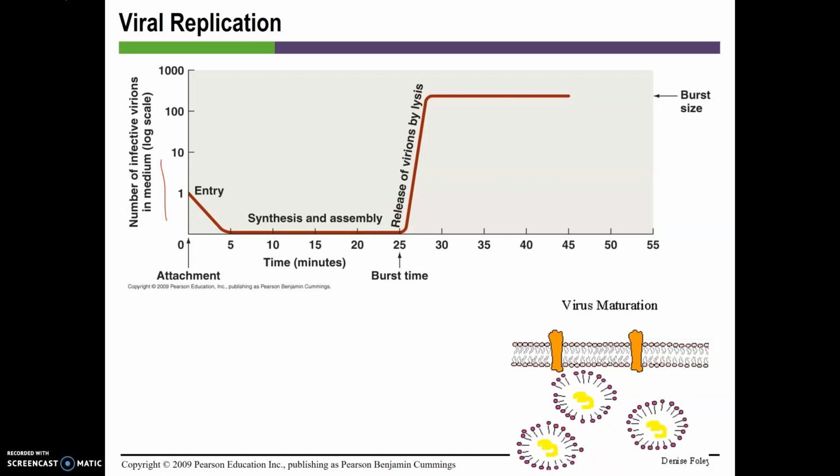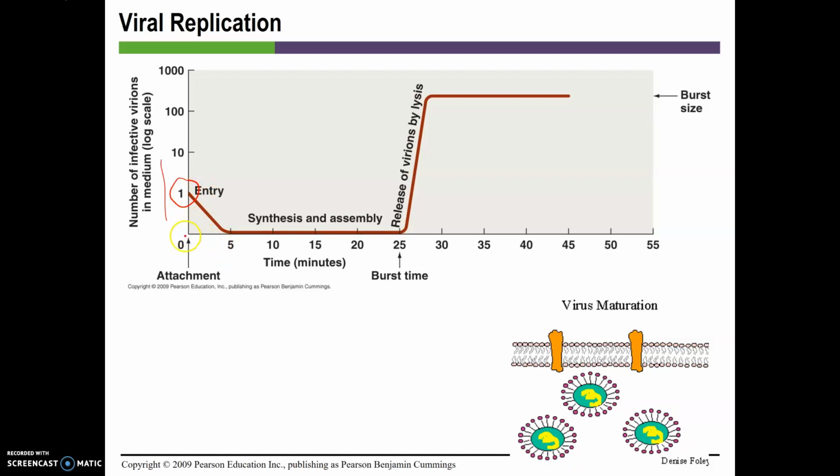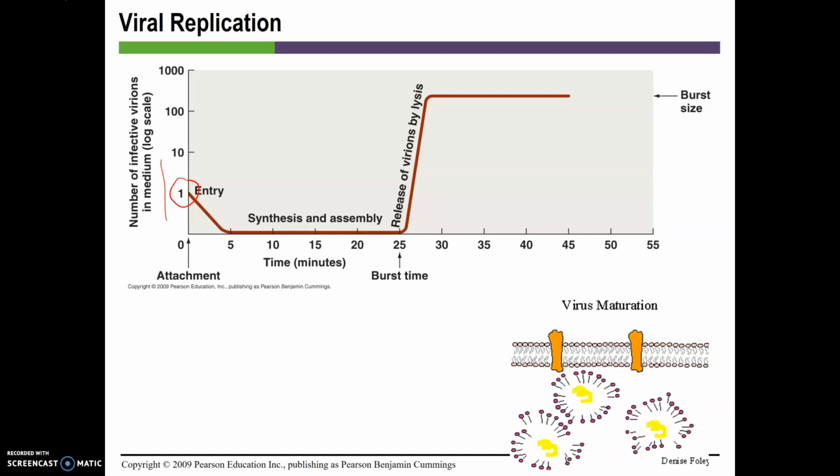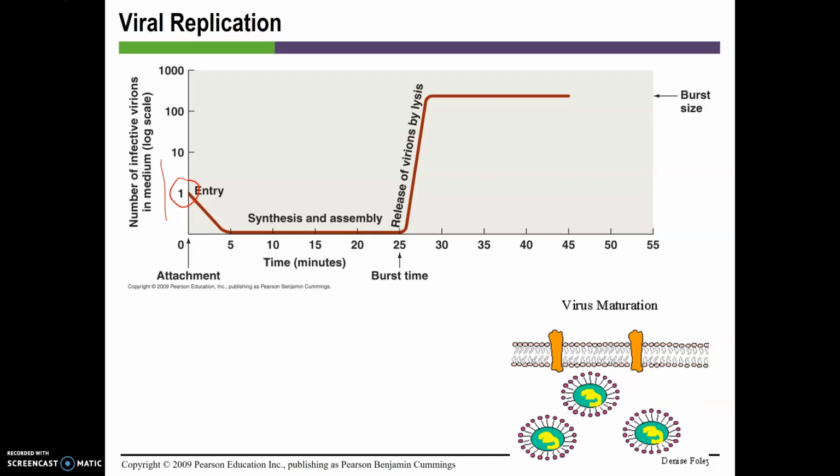And if you start with just a single one, when that enters into the cell, you're going to have no infectious virions, because now you have just the genome of the virus inside the cell. And if you were to break everything open and look for virus at this point, you will not have an infectious virus, right? You'll have viral genome.